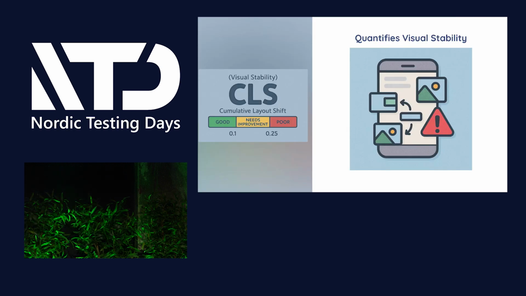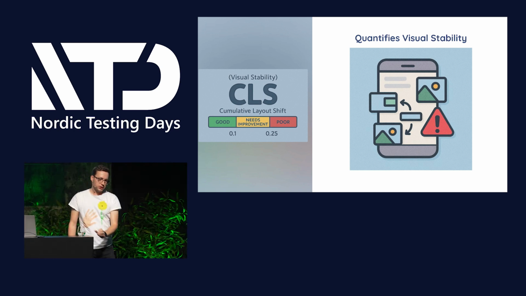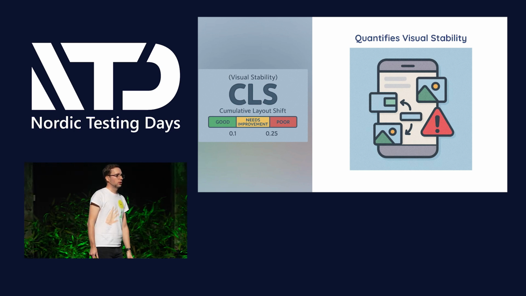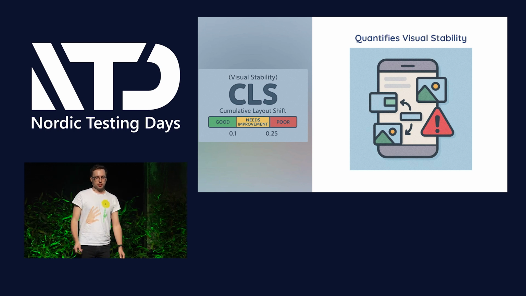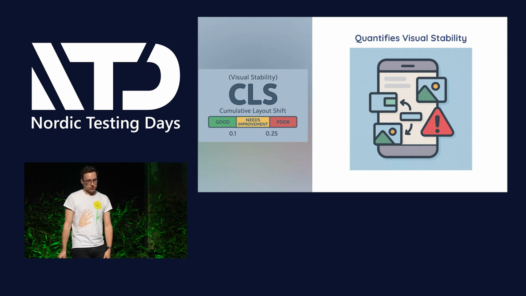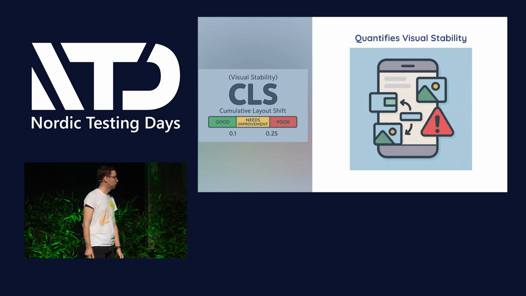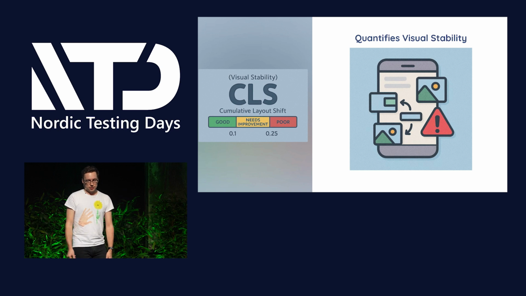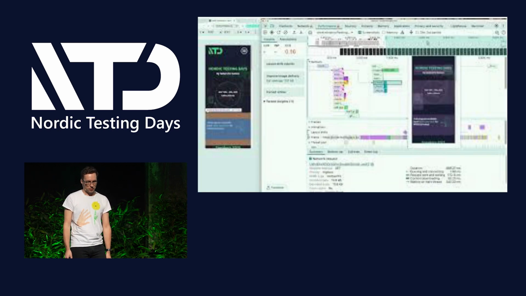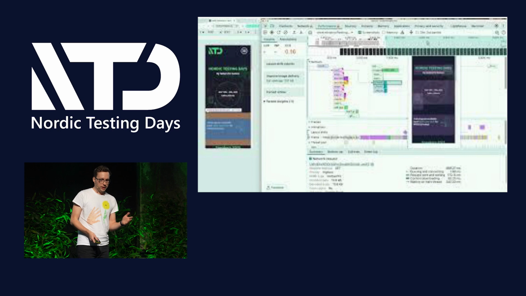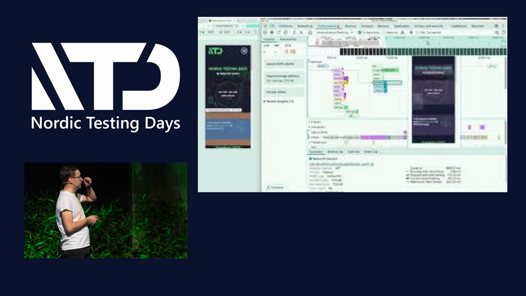And finally, a third one, CLS. Cumulative layout shift. It's basically the aggregated score of multiple layout shifts that happen as your page loads. And Google, again, sets a threshold that if it's less than 0.1, then it's considered a good page from a visual stability perspective. So here's a video of me loading the Nordic Testing Days web page, and you will be able to see how the page's layout shifts as the system font gets replaced by a web font when it's loaded.